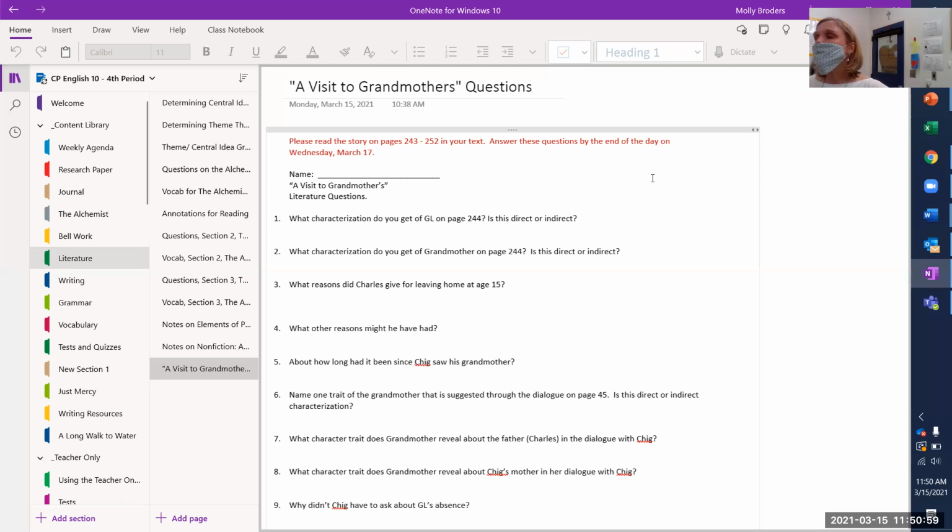Would that be a direct characterization or an indirect characterization? Indirect, very good. Anything you learn about a character through dialogue is always indirect, okay? All right. Kelvon, will you read for me next? We are on page 245 and we just finished.